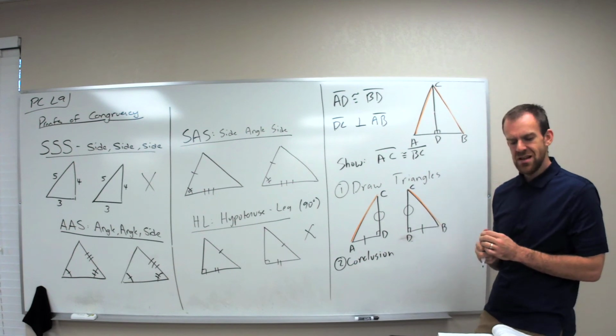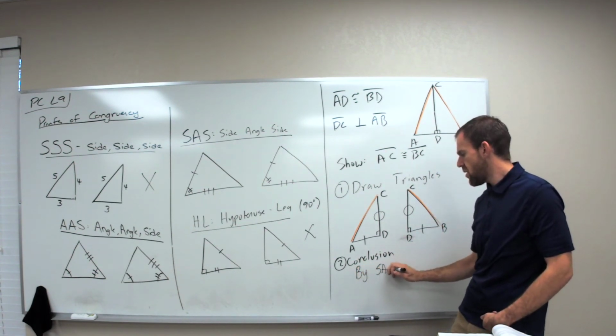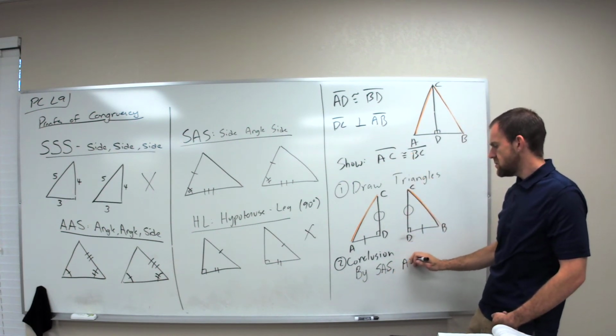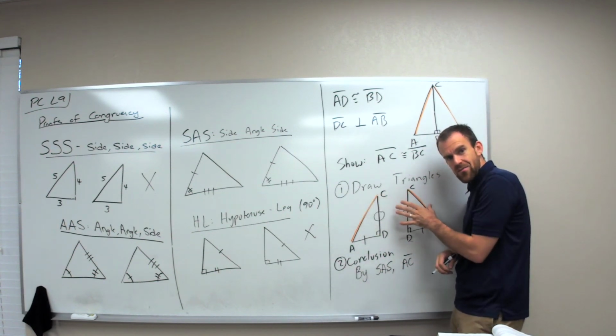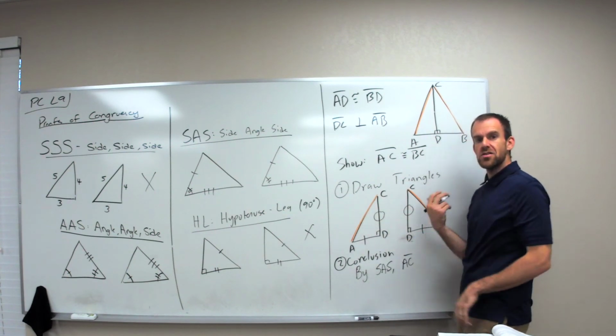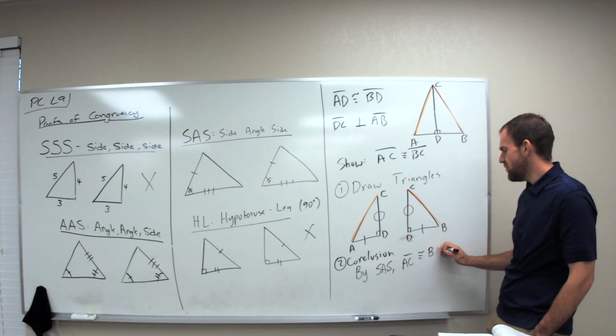My conclusion is this. By the side angle side postulate, now that I've proven that these two triangles are congruent, I can say that any part of the triangle is the same. So AC is congruent to BC.